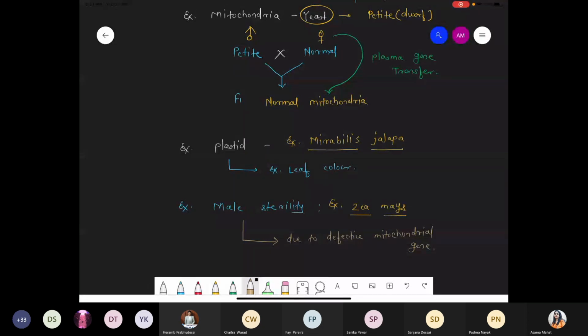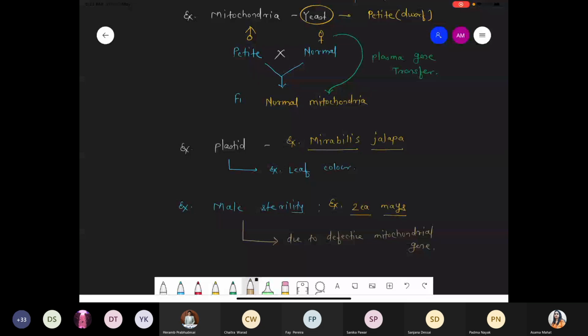Normally, whatever characters are there, 50% come from the mother and 50% from the father. But we have some examples like mitochondria, chloroplast, sigma particle as well as kappa particle. They show uniparental transmission, meaning all these factors come from a single parent. Mitochondria and chloroplast mostly come from the mother. When you talk about male sterility, it comes from the father. So this is maternal inheritance, or you can say cytoplasmic inheritance.